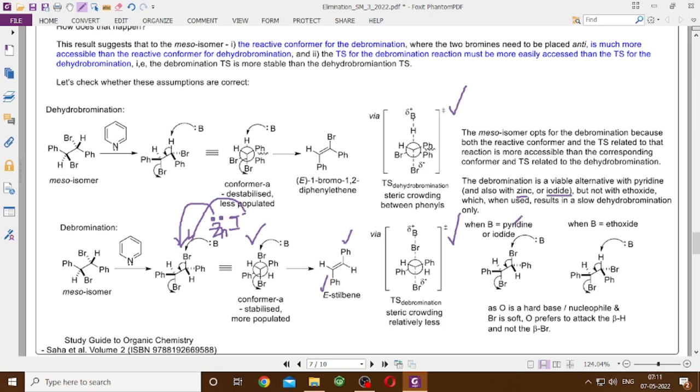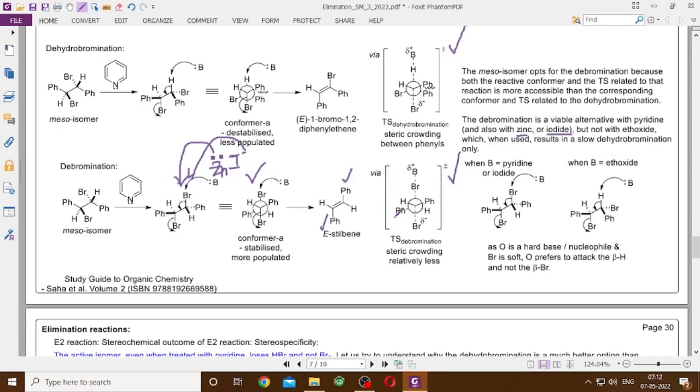All these, pyridine or iodide or zinc, are capable of attacking this bromine, breaking a carbon-bromine bond, and eventually leading to debromination. But for sodium ethoxide, you do not have that scenario. Sodium ethoxide cannot attack this bromine. It can only abstract the beta hydrogen, and therefore this molecule cannot undergo debromination when you are treating this thing with a base such as ethoxide.